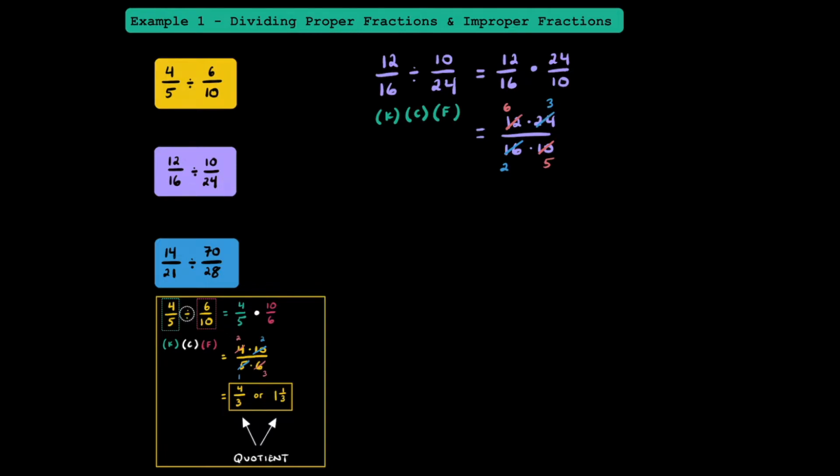We can actually cross-cancel or simplify just a little bit more. This 6 and 2 that are left are not relatively prime. We can divide them both by 2. 6 divided by 2 is going to be 3, and 2 divided by 2 is going to be 1.